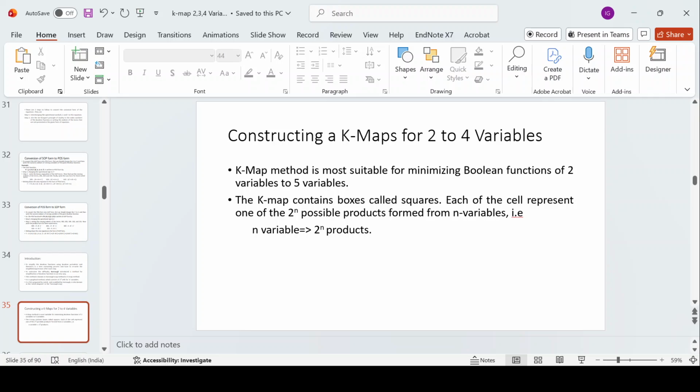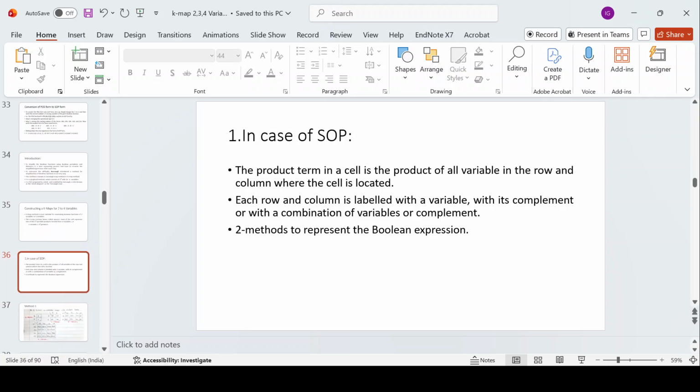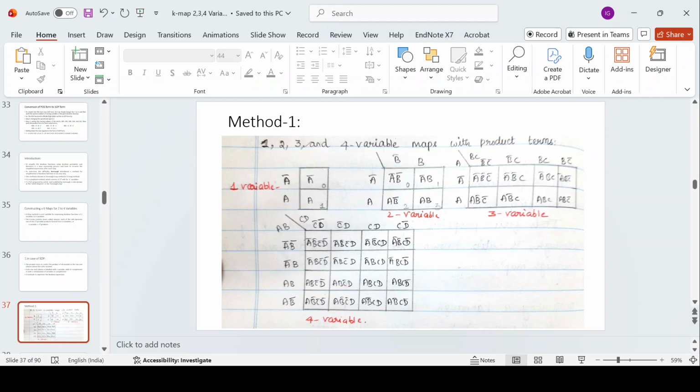Now constructing K maps for 2 to 4 variables. The K map contains boxes called squares. Each cell represents one of the 2 power n possible products formed from the n variables. So if we have n variables, we can have 2 power n cells. In the case of SOP, how can we simplify the expression? There are two methods to represent the Boolean expression. This is the first method for 2, 3, 4 variables.